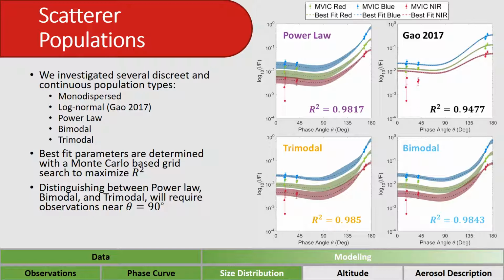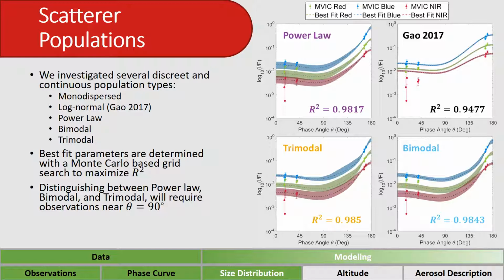We also compared these distributions to the results from Gao et al. 2017, which used a log normal distribution. Below 200 kilometers, we find that a power law, bimodal, or trimodal are able to fit our phase curves reasonably well. The log normal distribution from Gao is unable to match the duplicitous nature of our phase curves due to a paucity of Rayleigh-sized scatterers around 10 nanometers and MVIC-sized scatterers around 700 nanometers.